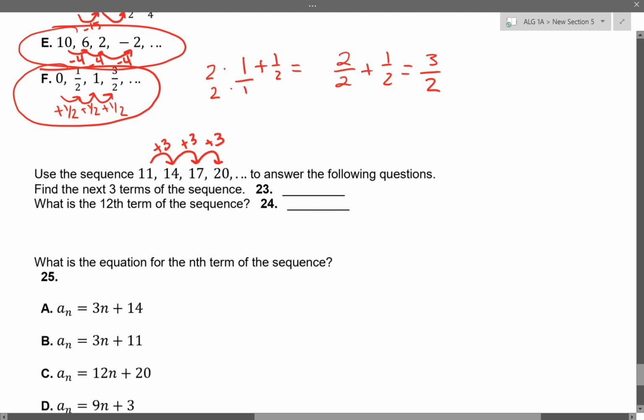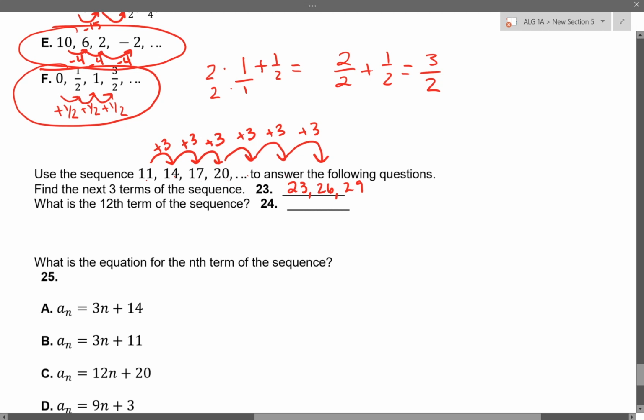So find the next 3 terms of the sequence. If I add 3 to the next one, what would that be? Well, the next one would be 23. After that, 23 would be 26. And after the 26 would be a 29. So far that's 1, 2, 3, 4, 5, 6, and 7 terms.